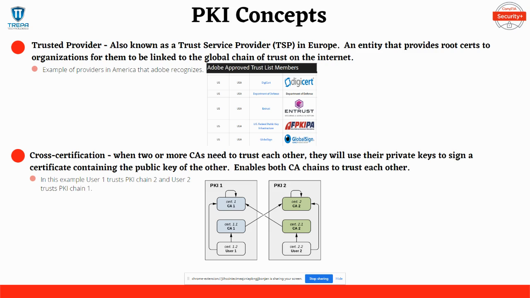A trusted provider is an organization or entity that hosts a trusted root CA and can provide root certificates to organizations to be linked to the global chain of trust. Now, you can Google all the trusted providers available in the US by just typing in trusted CA providers, right? And then a cross certification is when two or more CAs need to trust each other. They accomplish this by using their secret or private keys to sign a certificate containing the public key of each other. This will enable both chains to trust each other.